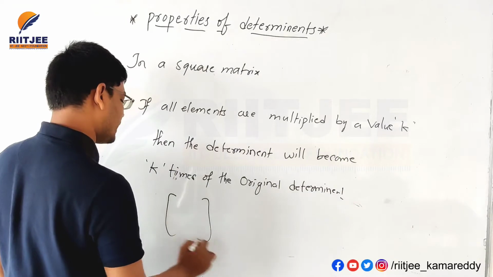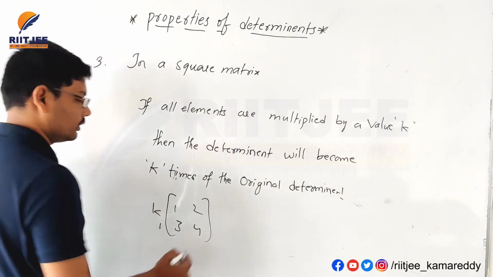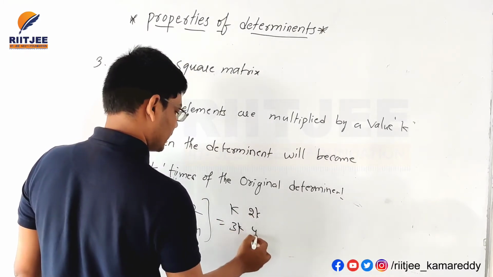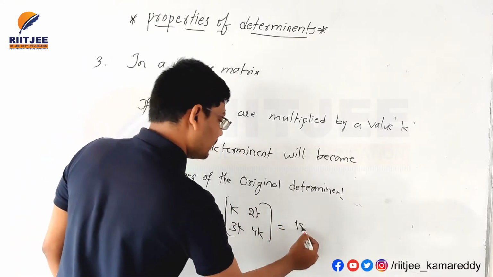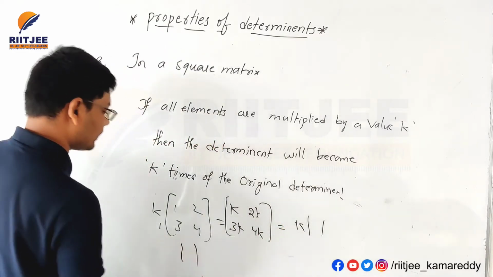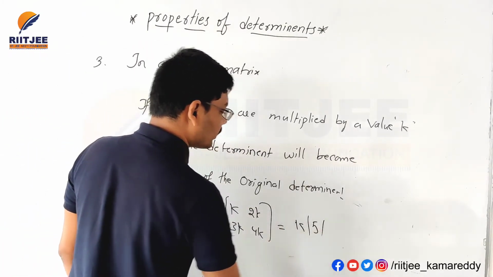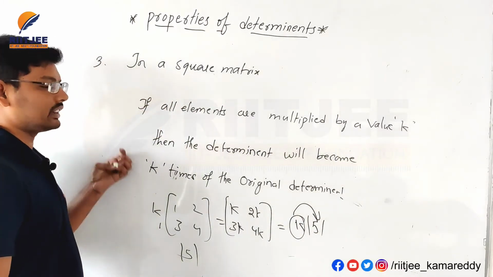If you take the matrix 1, 2, 3, 4 and multiply with any k value, you get k, 2k, 3k, 4k, and this determinant is equal to k times the original determinant. For example, here we got 5, and here we will get k into 5, k times the determinant. This is all about property number 3.